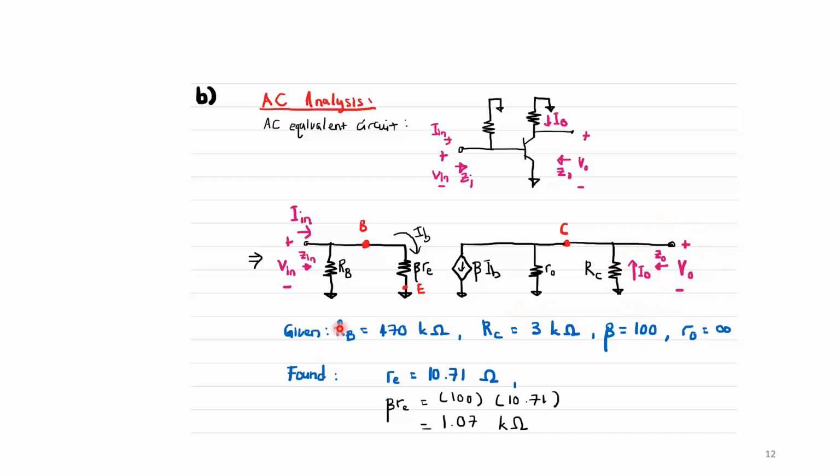Okay, so we are given that RB is 470 kilo ohms, RC is 3 kilo ohms, beta is given to be 100, and Rout is estimated to be an open circuit, as directed in the question. And we found that RE is 10.71, therefore beta RE is going to be 1.07 kilo ohms. So when we write this model, these values beta RE and Rout can all be values, but in the expression beta IB, this IB is a small signal model parameter, small signal current. IB is left as IB.